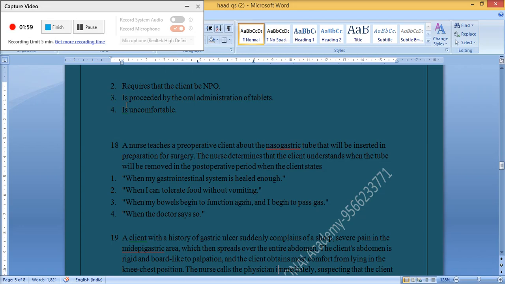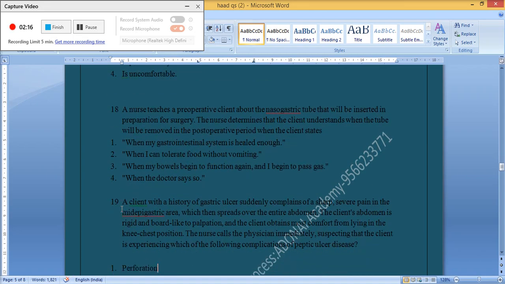3. When my bowel begins to function again and I begin to pass gas. 4. When the doctor says so. The correct answer is 3. When my bowels begin to function again and I begin to pass gas.